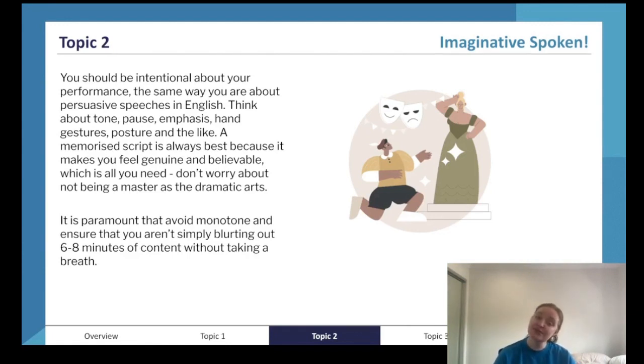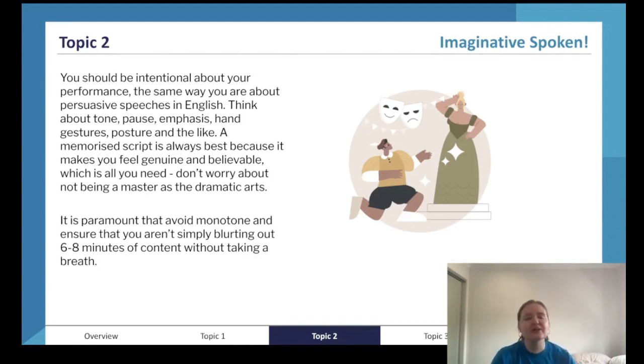A memorized script when it comes to this is always best because it makes you feel genuine and believable. You're not always looking down in the camera and then missing that all-important eye contact throughout the piece. Now, you don't need to be a master of the dramatic arts. Being genuine, being believable is all that matters in this.